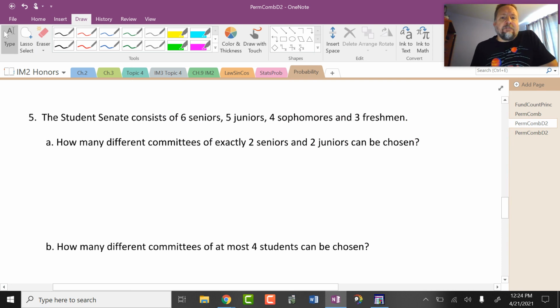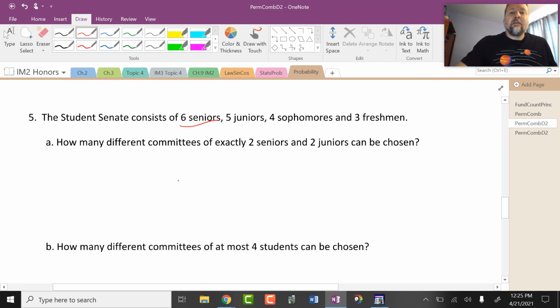Student Senate consists of 6 seniors, 5 juniors, 4 and 3 you can read. How many different committees? So from our Student Senate, we're going to form a committee. All right. The word exactly is your friend. Exactly two seniors and exactly two juniors can be chosen. Well, no sophomores, no freshmen. Sorry, sophomores, you're out. This is a sophomore class.